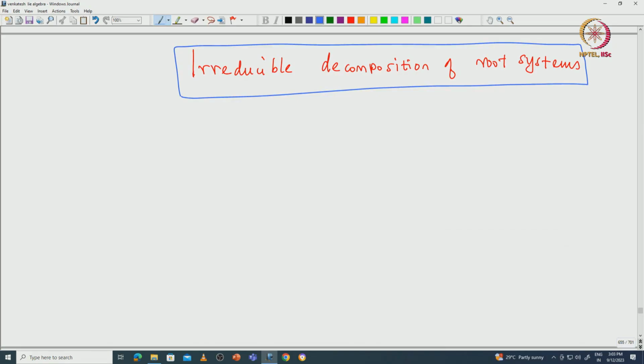Welcome back everyone. In this lecture, I will introduce the notion of irreducible root systems, and then we will see, for a given root system, how to write that as a direct sum of irreducible root systems. Using this, we will reduce the problem of classifying root systems to classification of irreducible root systems. Okay, let us begin. We fix some notations.